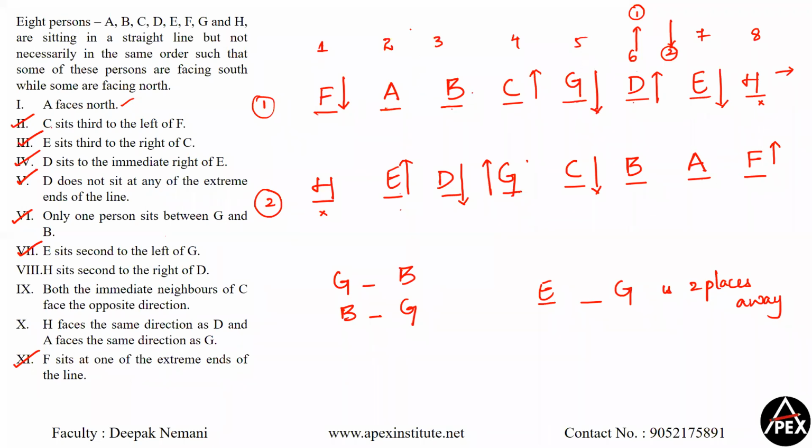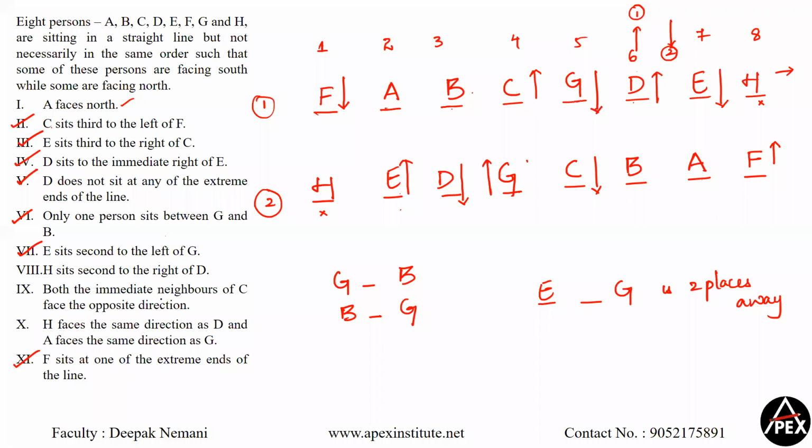Any doubts still here? Quick responses. Now we will be determining their directions also. Okay. Now any question, any doubts still here? Quick responses, please. No. Okay. Now we have the positions of these 8 people. Now let's determine their directions.